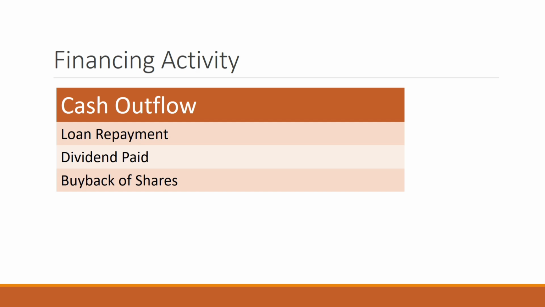Now comes cash outflow, again going out of the business. Cash is going out of the business. We are repaying loans, we are paying dividends, buyback of shares. So these are other examples of financing activities.